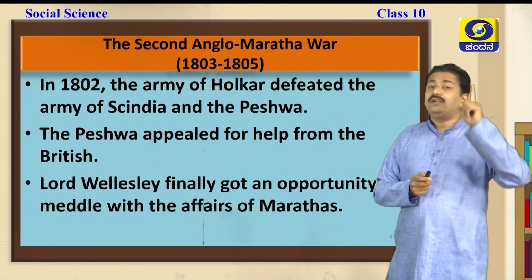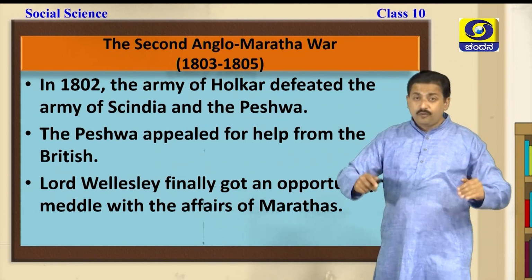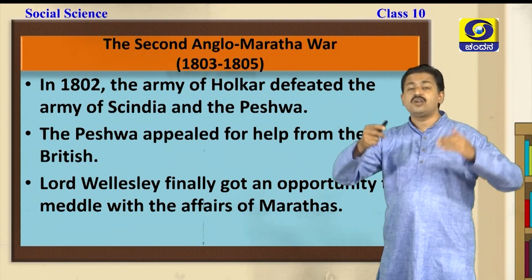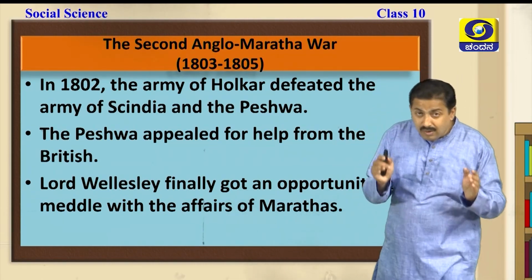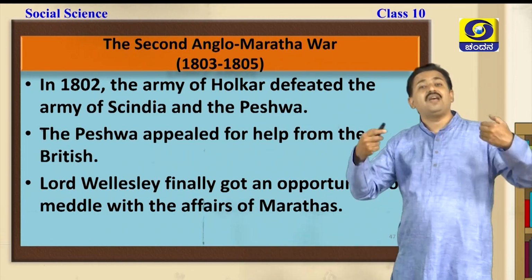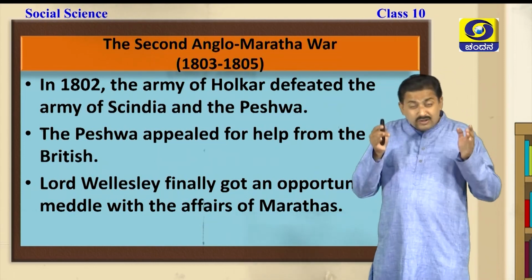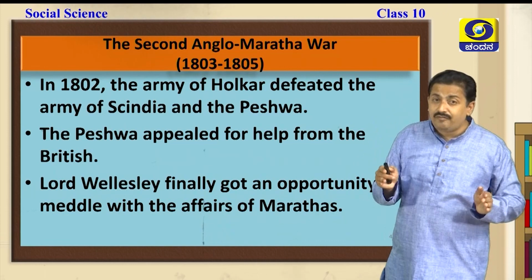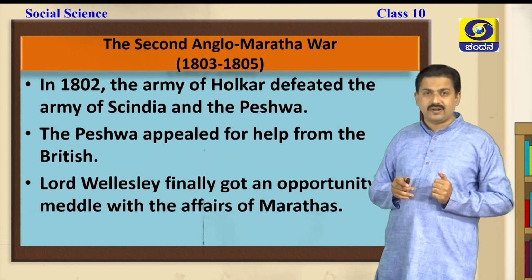He thought of taking the help of the British. Therefore, Peshwa Bajirao II voluntarily approached the British for help. At this point of time, the British wanted to exploit this situation in their favor. So, it was very easy for the British to meddle into the political affairs of the Maratha Confederacy.